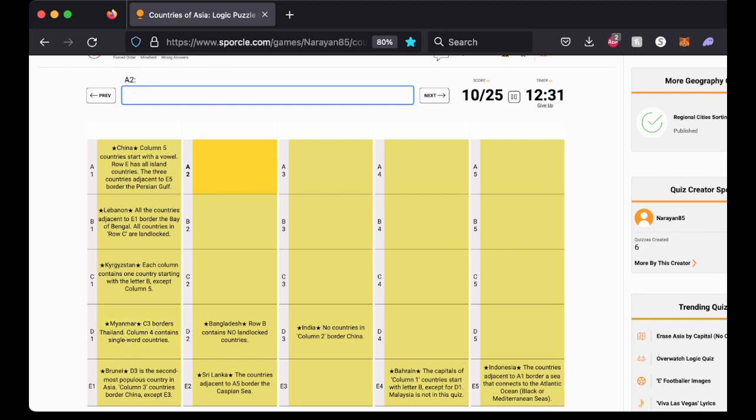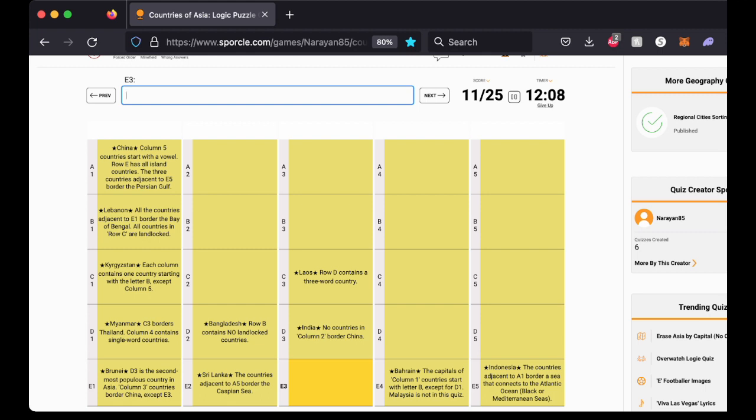C3 borders Thailand and it's landlocked, as again, all countries in row C are landlocked. Now Laos is landlocked and it borders Thailand, so L-A-O-S. Row D contains a 3-word country.